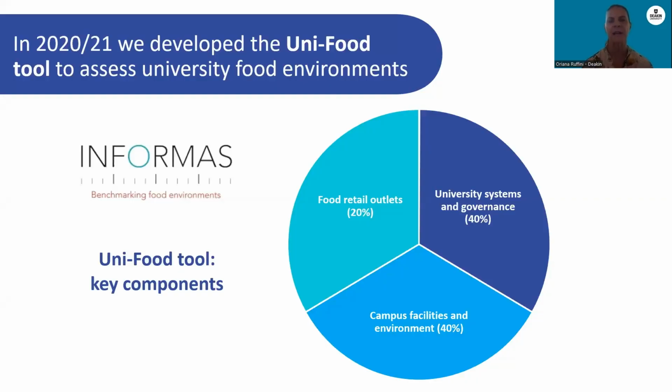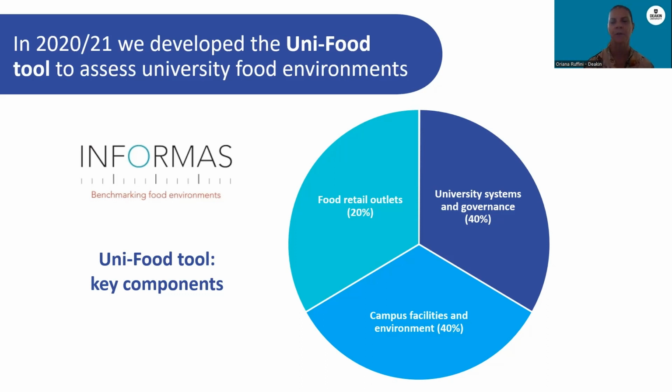So we developed the Uni-Food Tool, and it was developed by a national expert working group, which consisted of public health researchers, health promotion practitioners and food retail professionals. The tool is based on global recommendations of good practice and the best available evidence tailored to the Australian context. And it was developed as part of INFORMAS, which, if you're not familiar, is a global network active in over 65 countries that aims to strengthen accountability by monitoring actions to create healthier food environments.